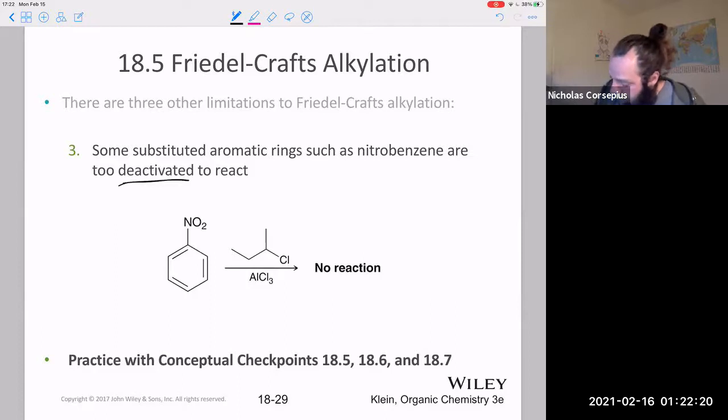For now, let's just note that this nitro group, nitrobenzene, would be considered a deactivated benzene derivative. There's going to be no such reaction. So basically, you can't just do a Friedel-Crafts on any old benzene derivative. You can't have any sort of deactivating group on there. And again, we'll see what that means next chapter. For now, just keep in mind that nitrobenzene is considered to be deactivated and will not react in a Friedel-Crafts reaction.